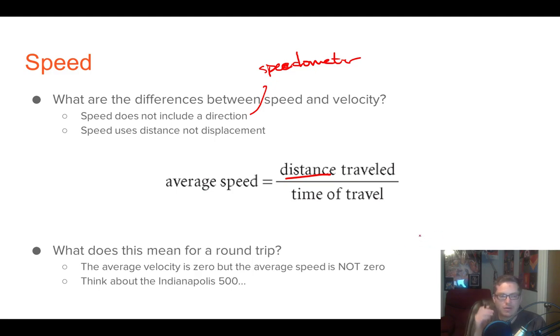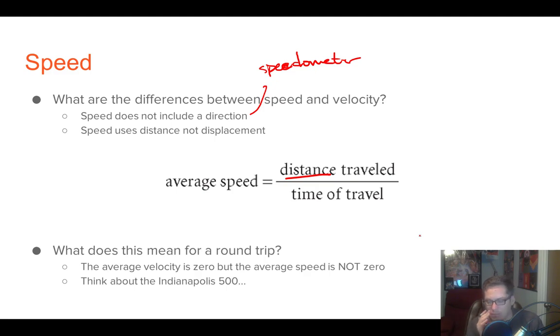if I go from my house to the gas station and back again, my average speed might be somewhere around 20 miles per hour, if that. The gas station is pretty close, and it's through residential. But my velocity in my round trip is actually zero, because I started and ended in the same place, so my displacement is zero.